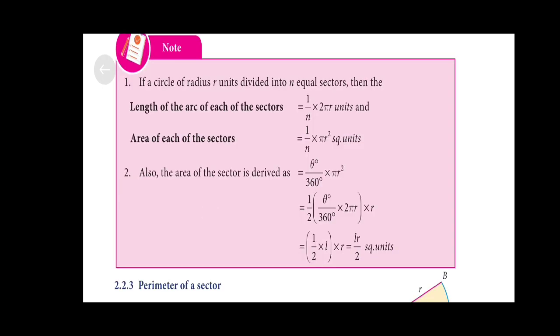Now, if a circle of radius r units is divided into n equal sectors, so if we divide into n equal parts, the length of the arc of each sector is 1 by n into 2 pi r, and the area is 1 by n into pi r square. We use 1 by n because it is divided into n equal sectors. The area of a sector is also derived as theta by 360 into pi r square, where theta by 360 is the fraction of the whole angle.